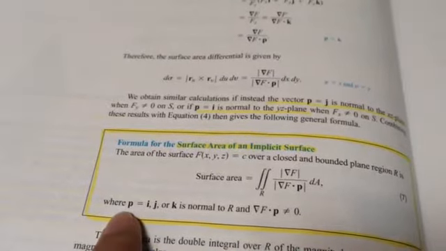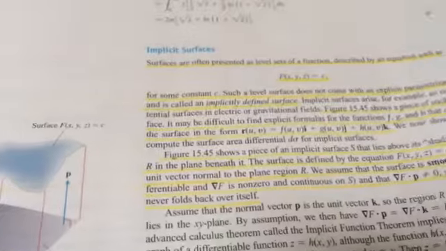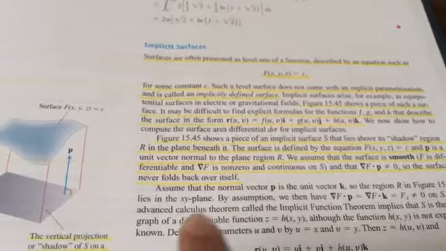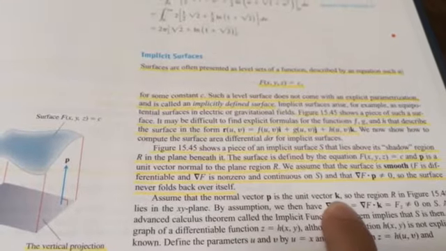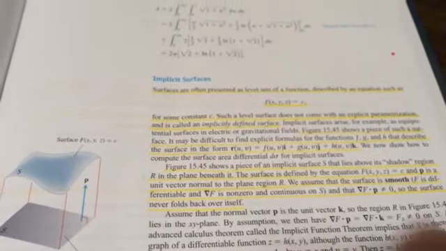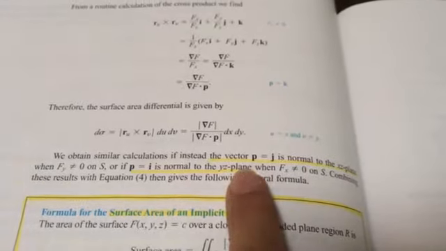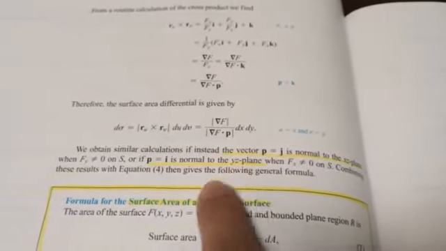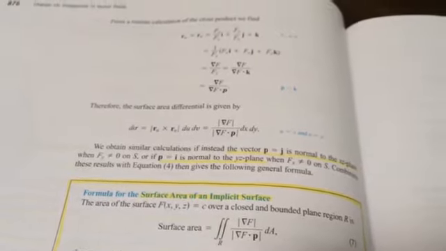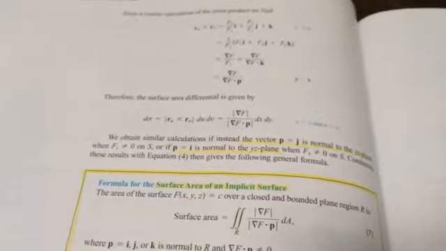Okay, so for your P, I don't know where they talk about it here, but somewhere in this sentence. But if your region is in the xy plane, then your normal vector P would be K, because the vector K is normal to the xy plane. And then here, if you're in the xz plane, you're going to use J. And if you're in the yz plane, you're going to use I. And so that's what you're going to use for your P vectors, because I, J, and K are unit vectors, and they're normal to the 3 coordinate planes.